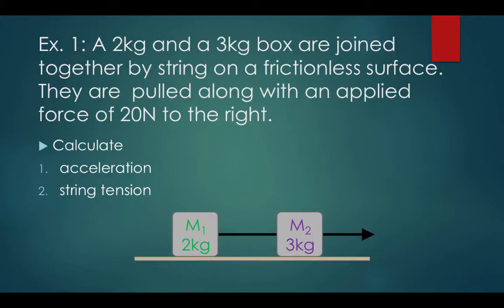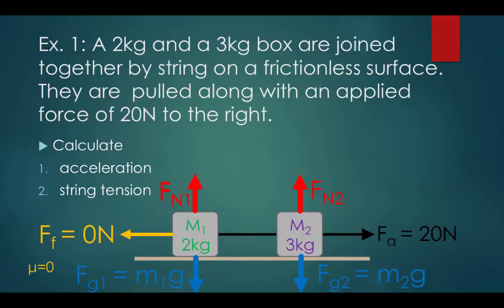Let's finish labeling our free body diagram, where the coefficient of friction is 0. The force applied is 20 newtons to the right. On the first mass, force gravity and force normal are equal, since the object does not fall or rise along the table. This is also true for our second mass. Force gravity and normal force are equal too. Force friction will be 0 since the objects are on a surface with a coefficient of friction of 0.